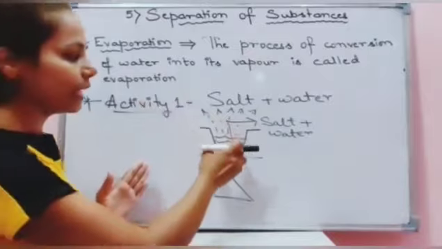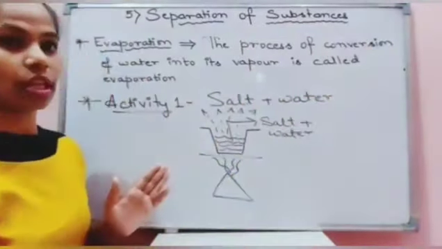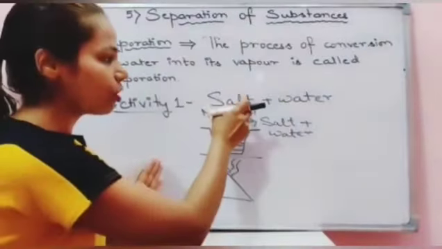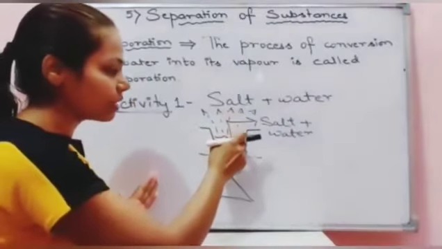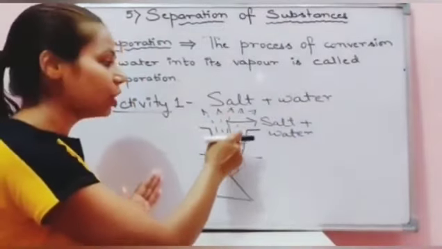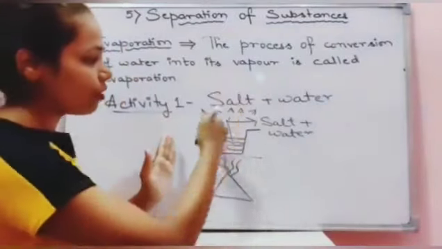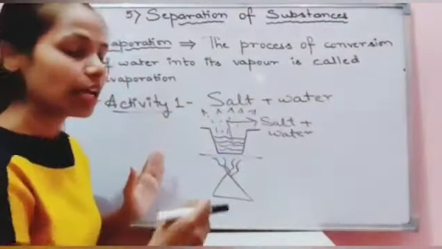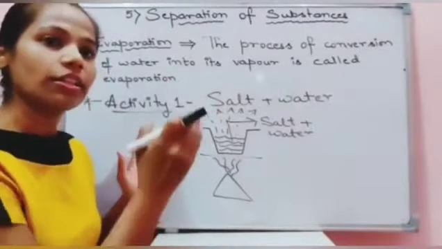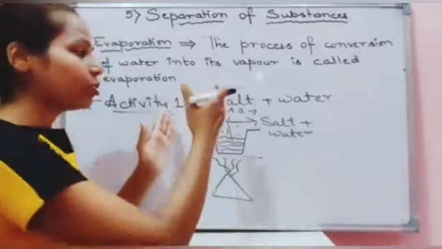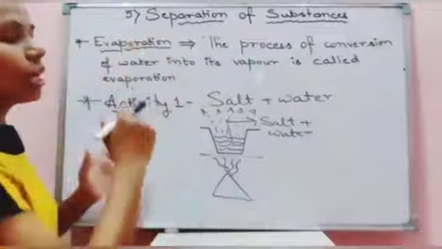Here we had taken an example of a solid substance and a liquid substance. We are separating one solid substance from one liquid substance. The liquid substance, that is water, has the property to evaporate into the air. So here the water will evaporate in the air and the salt content will remain in the container. This is how we can separate the salt from the water with the help of the process of evaporation.